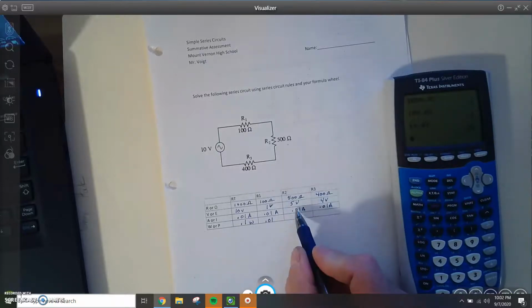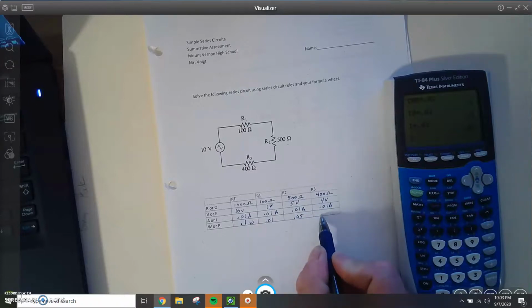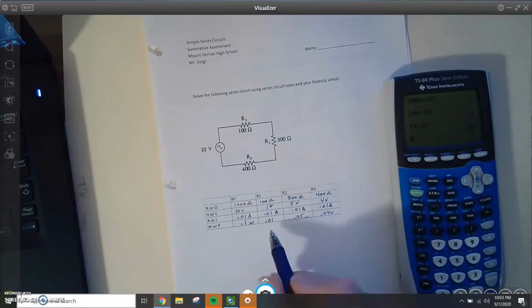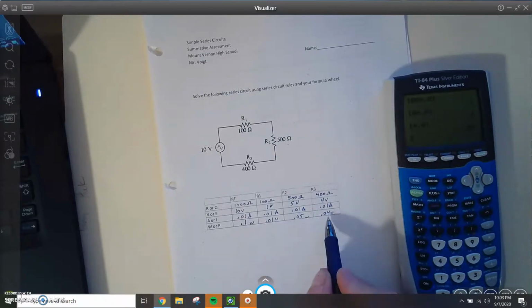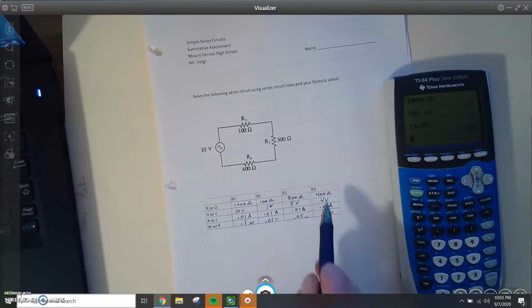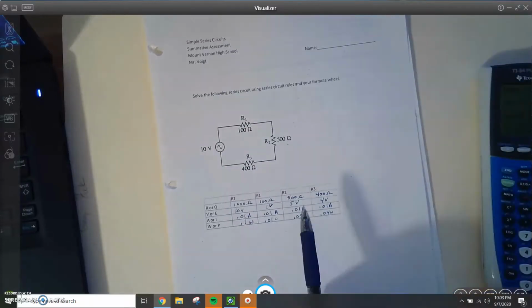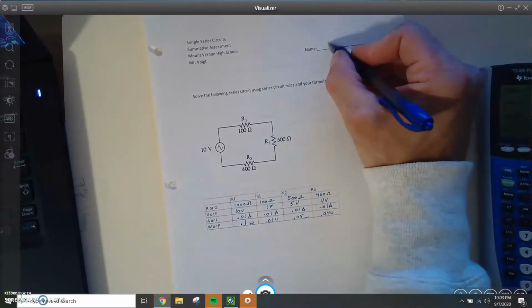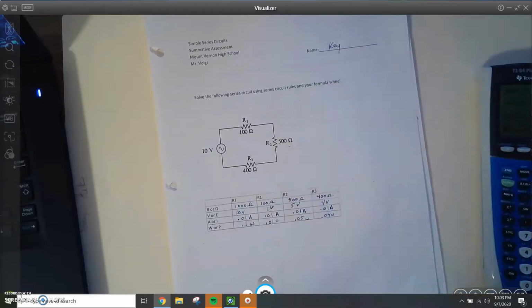This is going to be 0.05. This is going to be 0.04. 0.04 plus 0.05 plus 0.01 is 0.1, so we know that's right. So this is your key for the exercise. Hopefully you did that right.